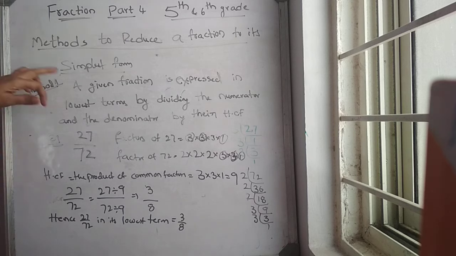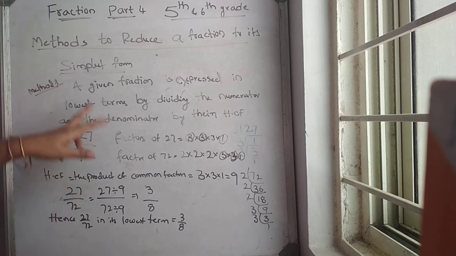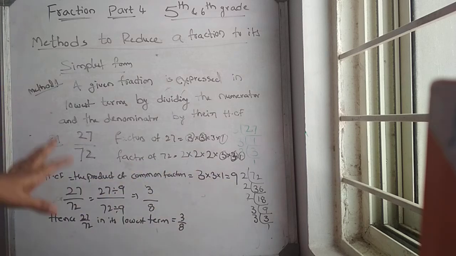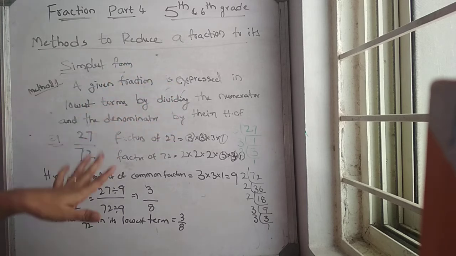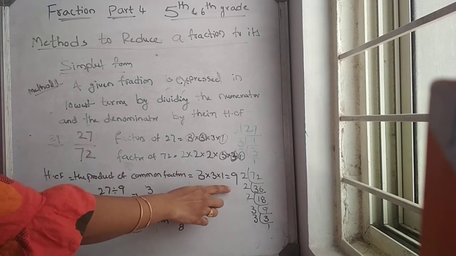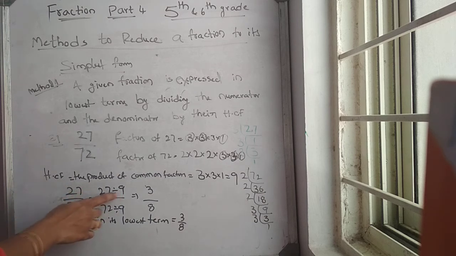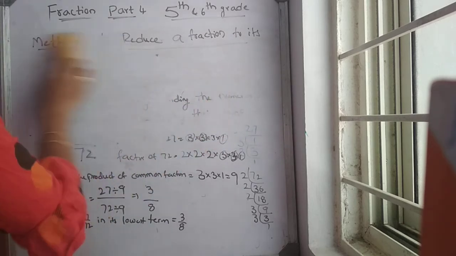What is the method? First, take the given fraction, numerator and denominator. Find the HCF of this fraction. After that, you will get a result, that is the HCF of the given fraction. Then divide the numerator and the denominator by the HCF. That's all. So first I find the HCF of the given fraction, this is 9. After that, dividing 27 by 9 and 72 by 9, I get the lowest term here. This is method 1. Okay. Next method.